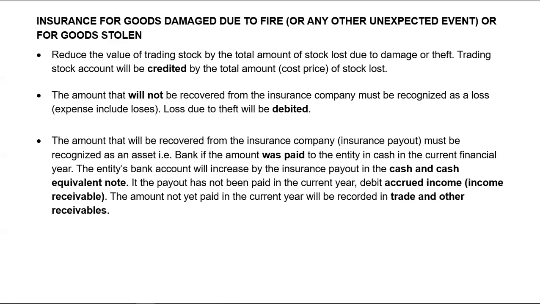Now, if that payout is paid to us, we're going to recognize it as bank, which is your asset, if the amount was paid to us in cash. And it must be paid to us in cash in the current financial year. But sometimes they will tell you that that amount that you're claiming, you will only receive it in the next financial year. If you receive it in the next financial year, then it's a different story. You are going to recognize it as accrued income or income receivable or simply insurance receivable.